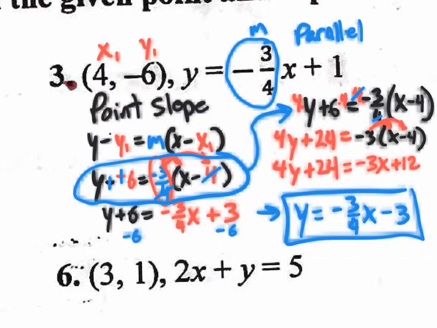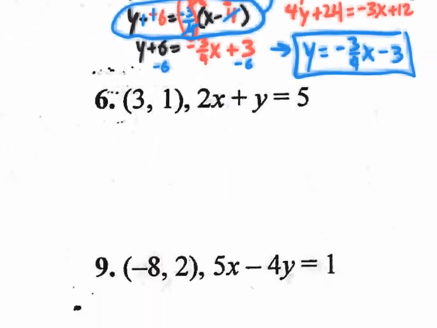And now from there you'd still have to get y by itself. So you'd still have to subtract 24 and subtract 24, and then divide everything by 4, but you should get the same exact equation. That's totally up to you guys, whether you want to distribute the fraction or whether you want to get rid of the fraction by multiplying everything by 4.